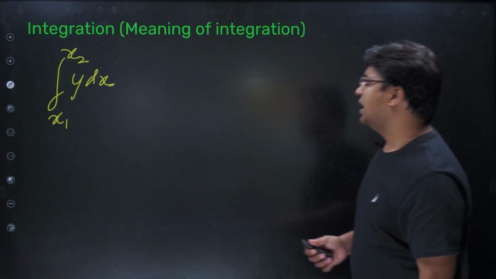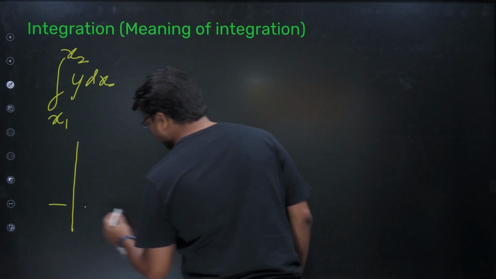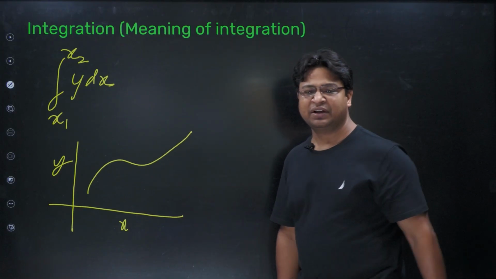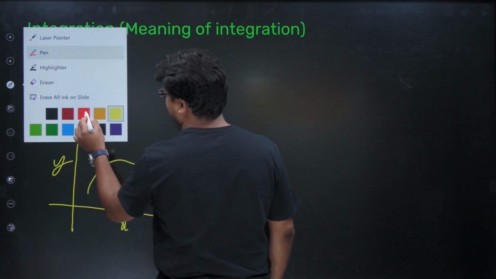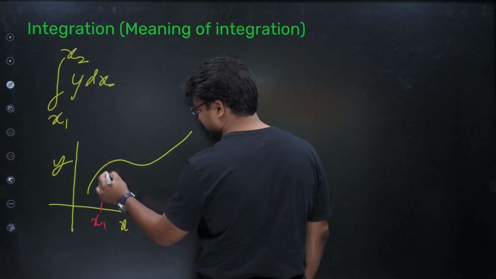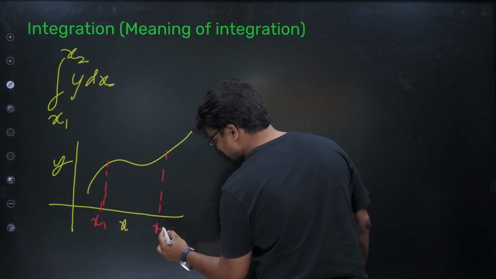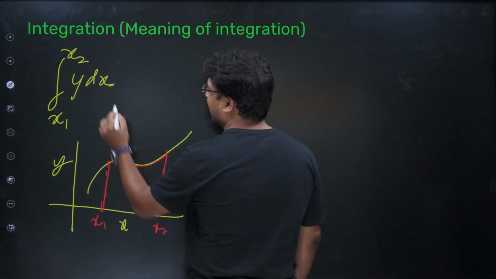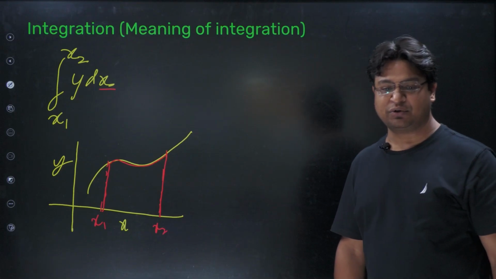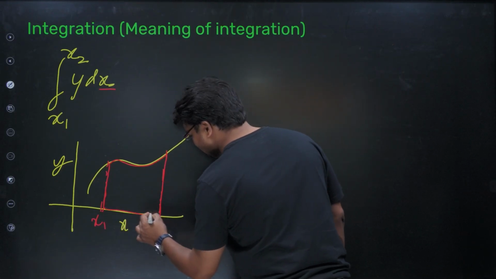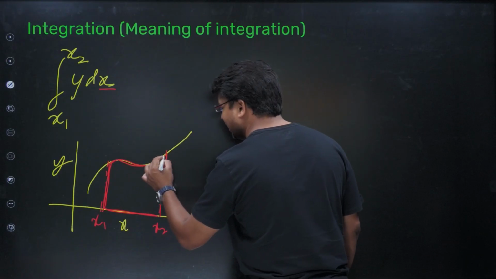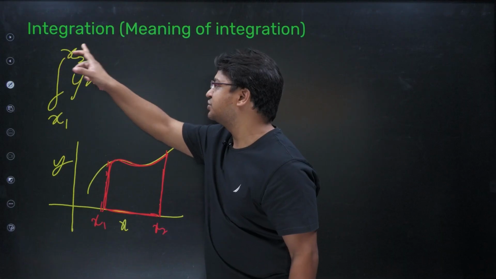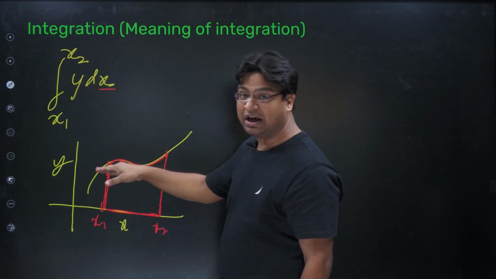So suppose y is a function of x, and if y is a function of x, we can make a graph. Now x equals x1, x equals x2, this graph itself, and the axis with respect to which you are integrating, that is x-axis right now. So you see that there is an area which is enclosed by x equals x1, x equals x2, the y, that means this function, this graph, and x-axis.